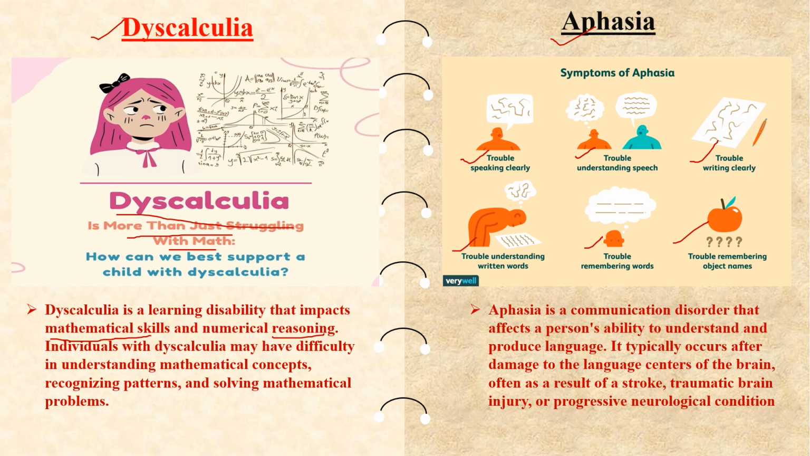So we can say that aphasia is a communication disorder that mainly affects a person's ability to understand and produce language. It occurs when there is damage to the language centers of the brain, which can be a result of any kind of stroke or any traumatic injury that the brain has undergone. So we can say that aphasia is a disorder in which a person's ability to understand and produce language is affected.